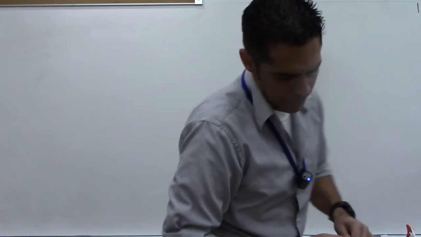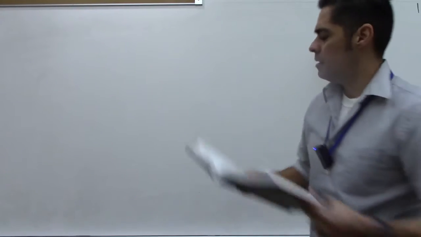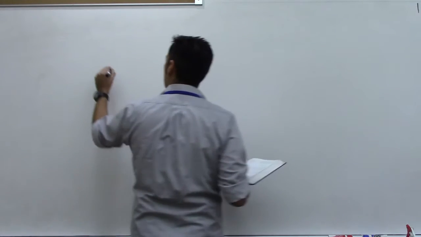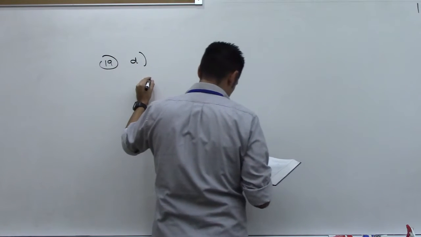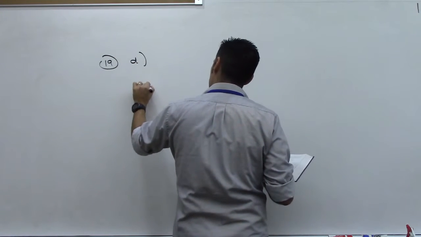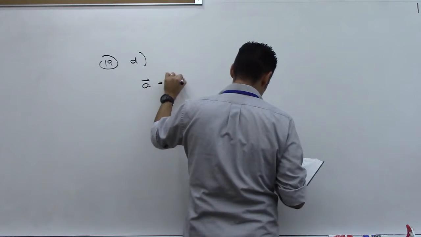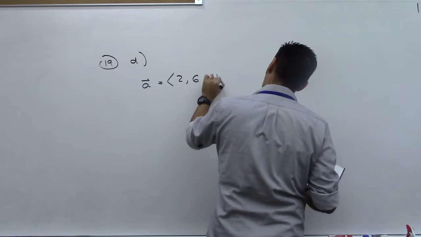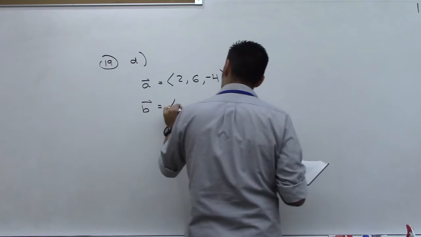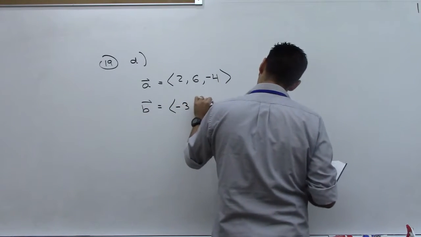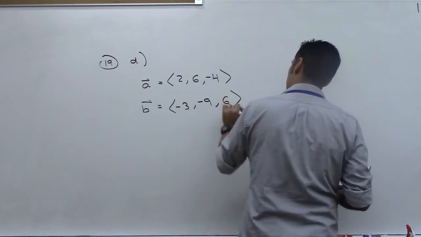Let me do one where they're parallel so you can see parallel. How about 19D? So 19D, you're given two vectors. A is the vector, I'm going to convert it right now. It's 2, 6, negative 4. B is the vector negative 3, negative 9, 6.